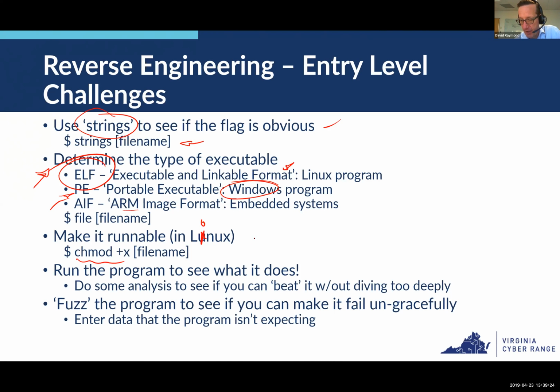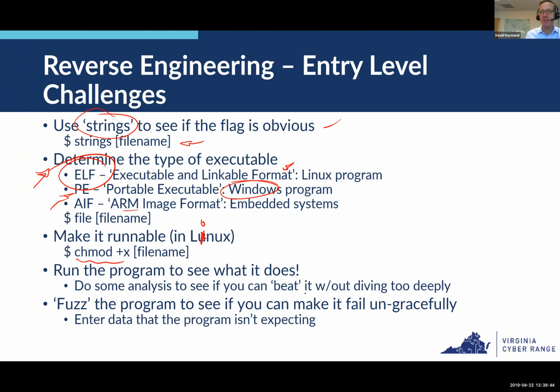To make a file readable, you can do a +r. To make it writable, you can do a +w. To make it executable, you do a +x. And that's one way of using chmod to make your program executable. And then you put the file name. Again, this is a Linux command. And then you run the program to see what it does. Do some analysis, see if you can beat it without diving in too deeply, right?